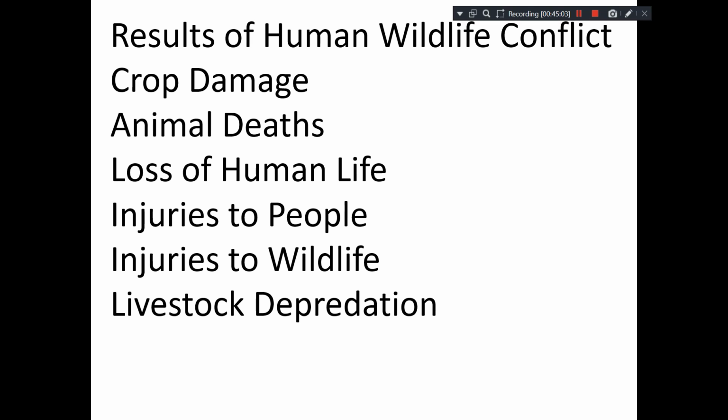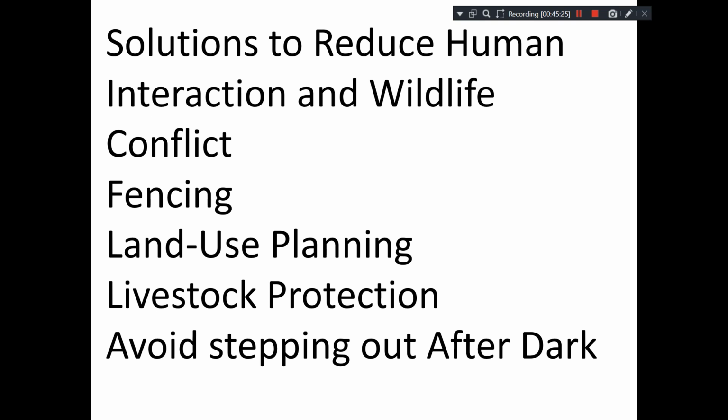So as a result, for human beings it is crop damage, animal deaths, loss of human life, injuries to people, and what we do is we use different techniques to kill them. Either you shoot them, electrocute them, poison them. These are the consequences of that. Then what is the solution? In fact, there is no perfect solution.